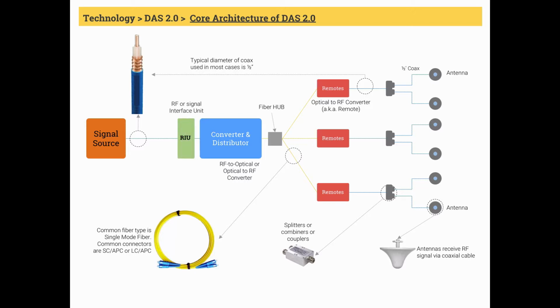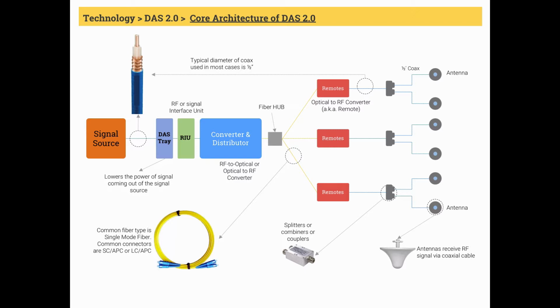RF interface unit. This is quite common for all fiber-based DAS or DAS 2.0. Essentially, this unit receives the signal from the RF signal source and feeds into the converter or distributor. Different manufacturers have different names for this unit. We'll take a look at those names soon. The next one is the DAS tray.